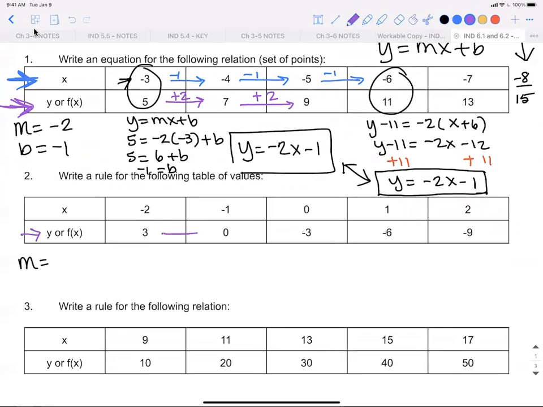I go from 3 to 0. What kind of a move is that? 3 to 0. Yes.